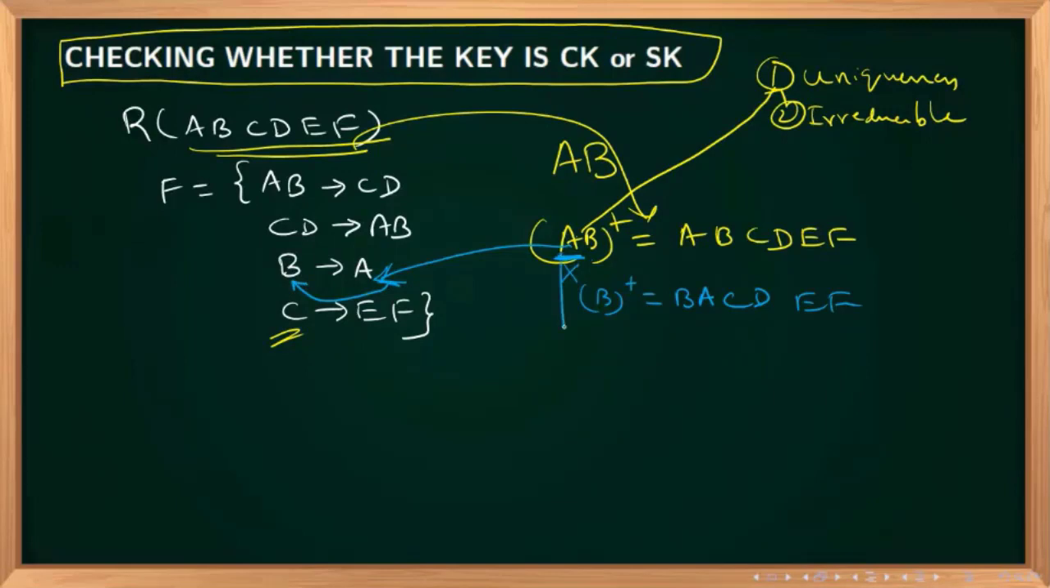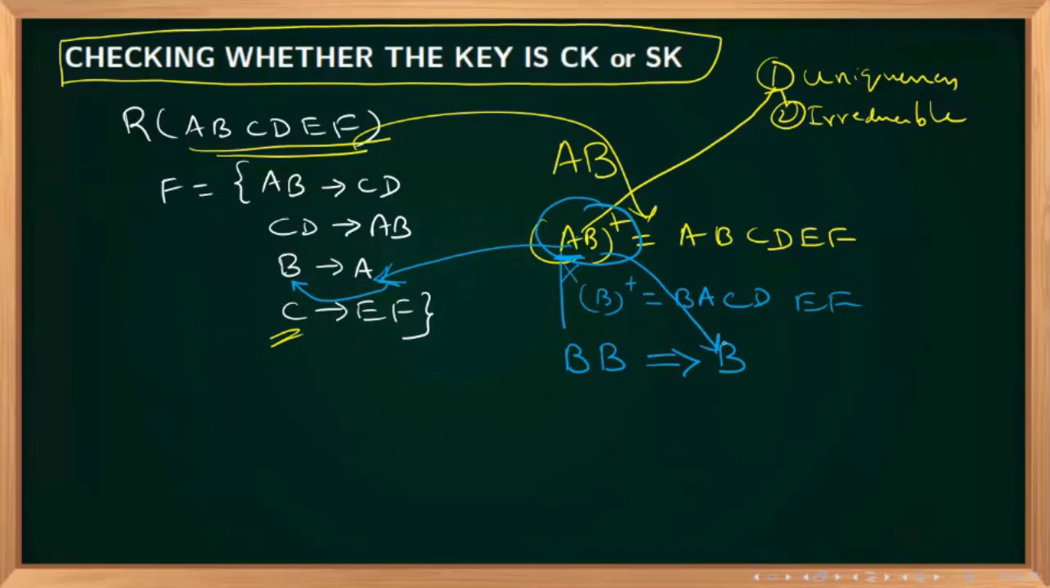So instead of A, what I can do, B can be substituted. If I substitute B, it will become BB. BB is meaningless. Employee ID and employee ID, we will not tell in a table. We will tell only one employee ID. So BB is meaningless, so we will be writing only B. So AB is further reduced to B.